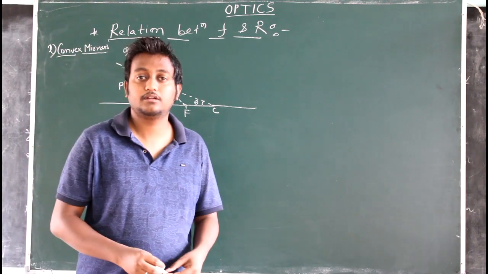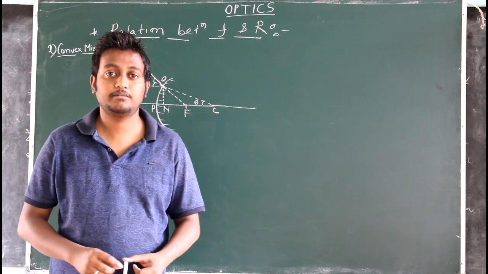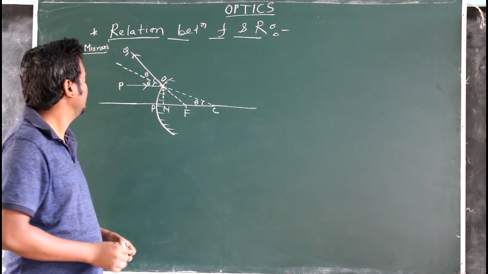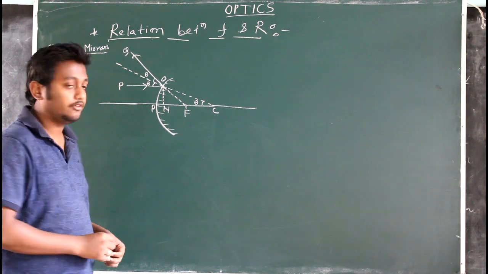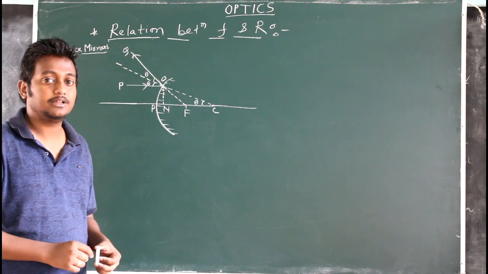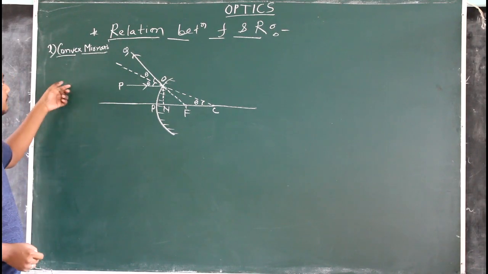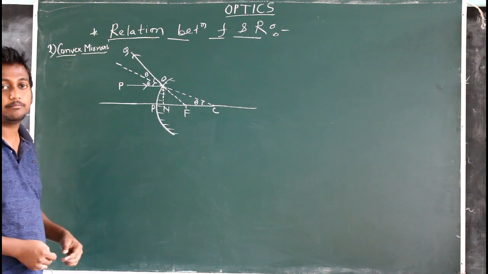Hello students, so this is my fourth lecture on optics. In my last lecture, I discussed the relation between focal length and radius of curvature of a concave mirror, by using the concave mirror. So today, I derive the same relation with the help of a convex mirror.